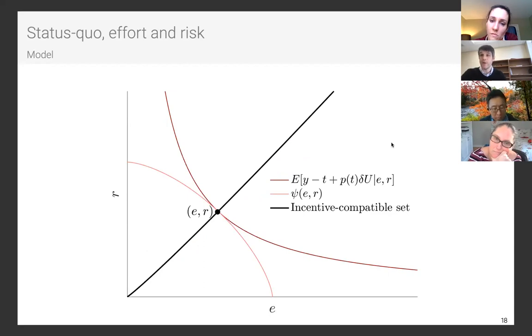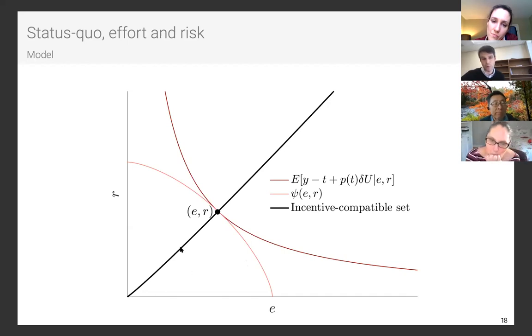So now we can think about what does this imply for the driver choice of effort and risk? Because that's ultimately one of the key things we want to think about. So the driver, when they're choosing effort and risk, the first thing they're going to be doing is thinking about their incentive compatible set, right? So this is simply the set that equalizes the ratio of the marginal benefit of effort and risk to the marginal costs of effort and risk from the driver perspective, right? So it's the tangency points of this benefit curve and cost curve of these different amounts.